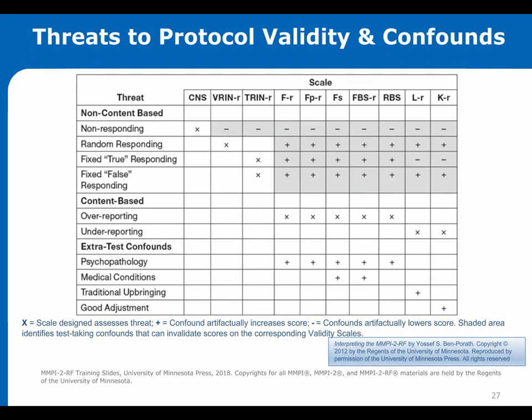If somebody has an elevation on FS, you have to ask yourself the question and ask your client the question, does this person have legitimate medical conditions that could artificially inflate their score on FS? Or do they not? If they don't, then the most likely explanation is they're over-reporting somatic problems. But these are the considerations that you have to make when you're interpreting the protocol validity scales. And we'll get a lot of practice with this coming up in the next few slides.